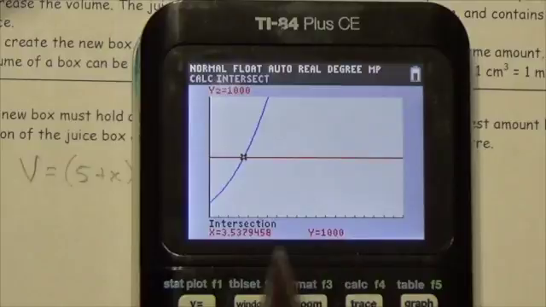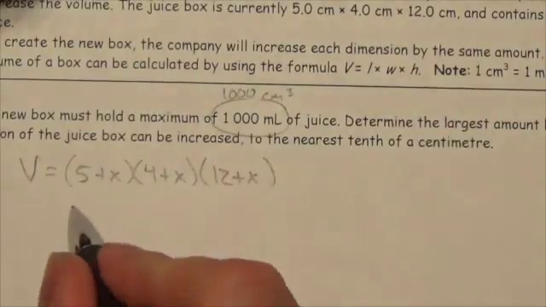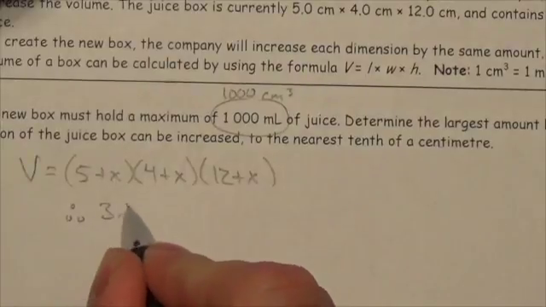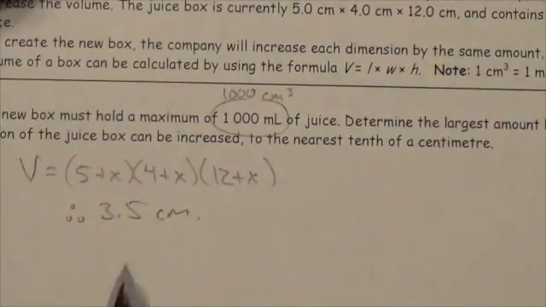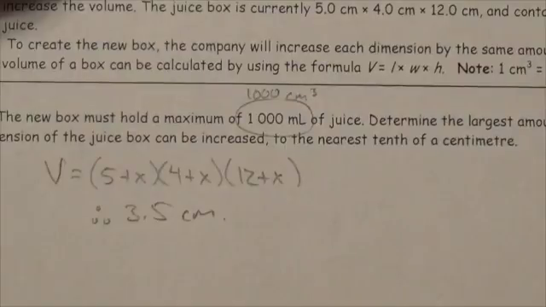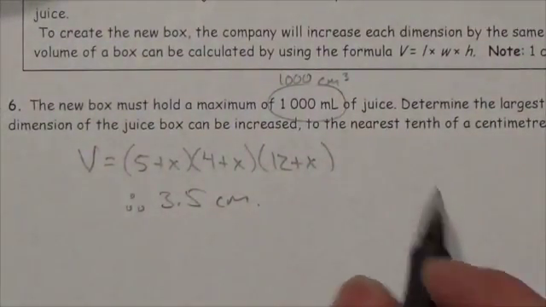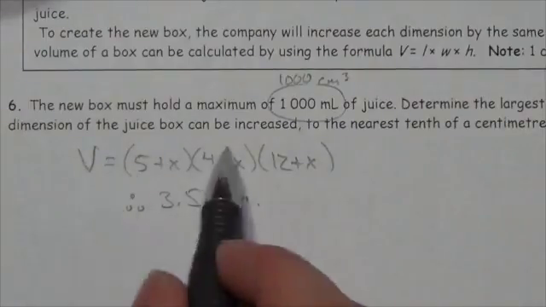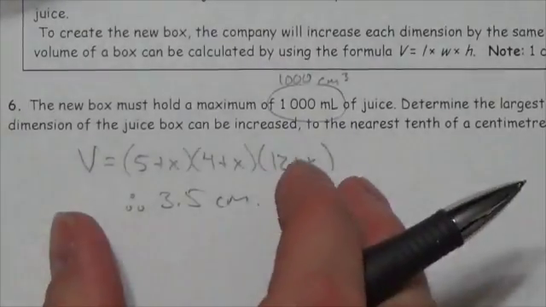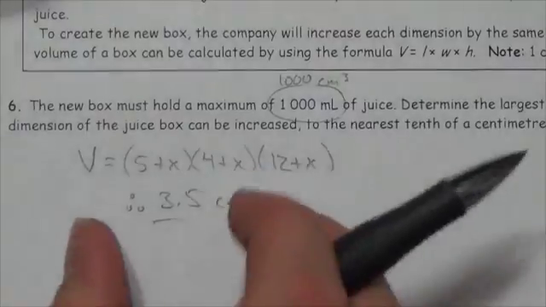To get a volume of 1,000, we have to add 3.5 centimeters. Okay, 3.5 centimeters to each of those dimensions here to get that 1,000 milliliter volume. So determine the largest amount by which each dimension must be increased. We're not asking you for the dimensions, just how much to increase it by. That's what we're looking for.